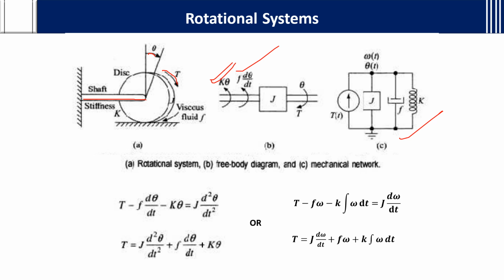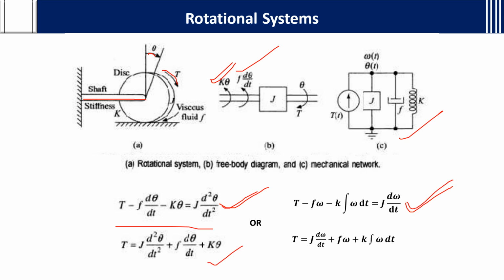Then in the same way as we wrote for the translational system, we'll write the equation, and you can take the terms on the right hand side. Here I am representing this in terms of omega. See how we have represented T minus f omega minus k into integration of omega dt is equal to j d omega by dt, in terms of angular velocity. This is in terms of angular displacement, this is in terms of angular velocity.